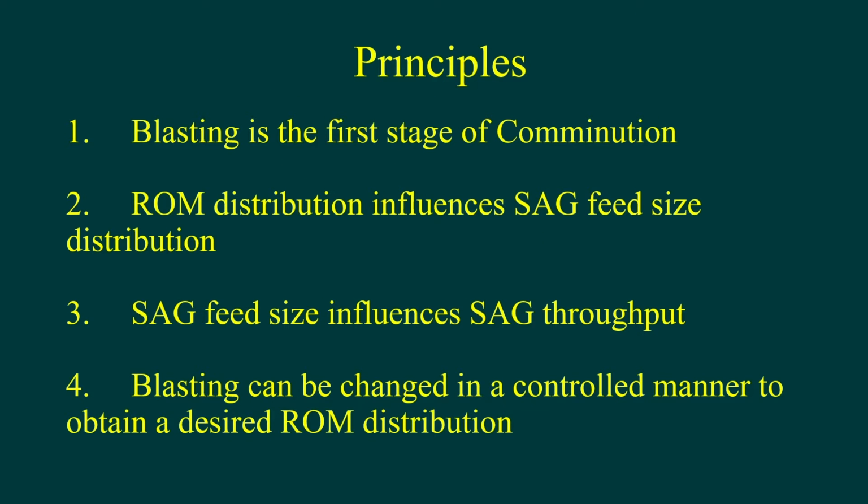The principles that we're going to explore are that blasting is the first stage of comminution, and that the ROM distribution influences the SAG mill feed size distribution, and we know that SAG mill feed size distribution influences throughput. And finally, we are able to control blasting in such a manner that we can obtain a desired run-of-mine distribution, and hence through that influence the SAG mill throughput.